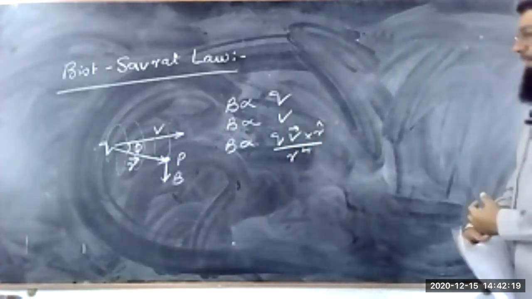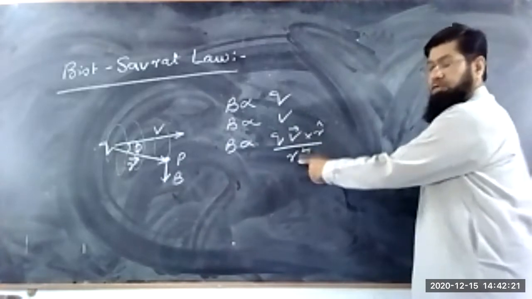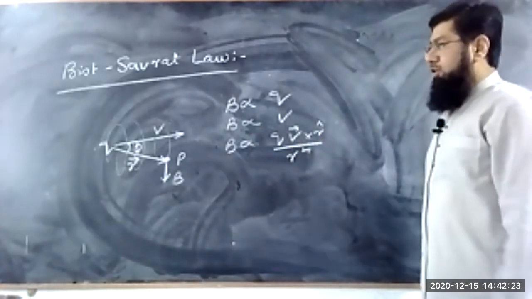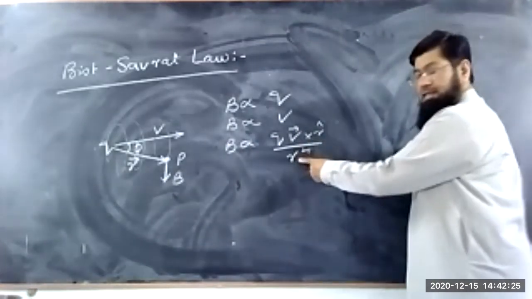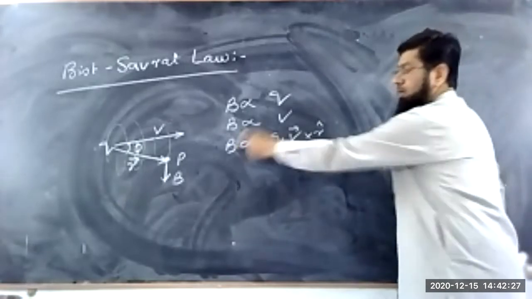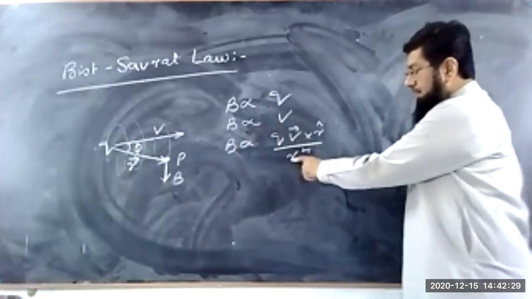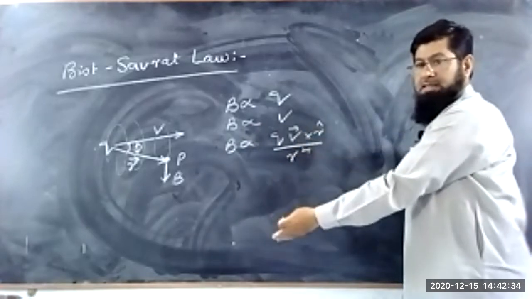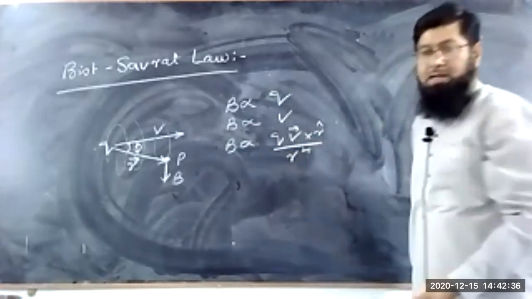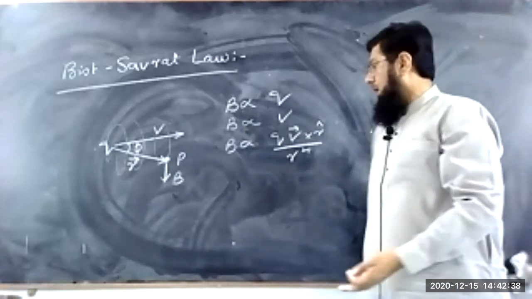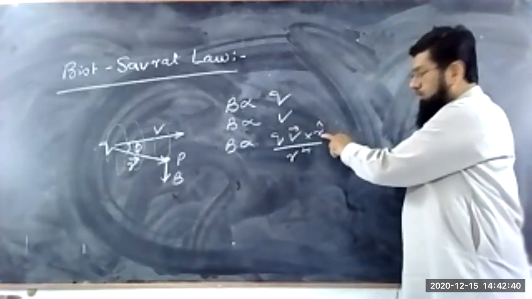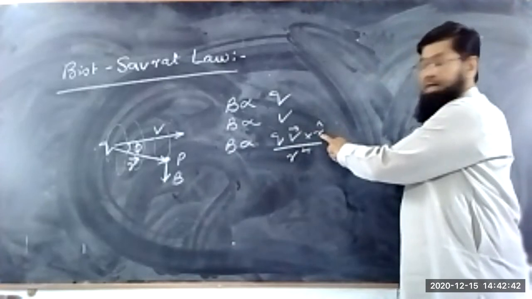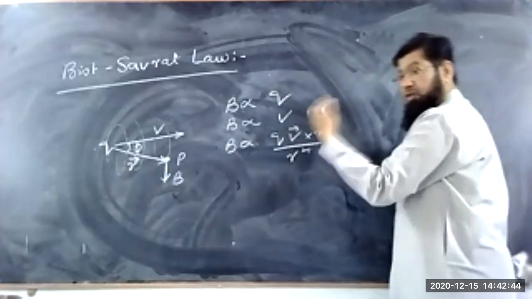So this indicates that r is the distance from the moving charge. It means if the distance increases, the magnitude of the field decreases. If we increase the distance from a moving charge, the strength of the magnetic field decreases with r squared. This is the unit vector which indicates the direction of the position vector where we want to calculate the magnetic field.